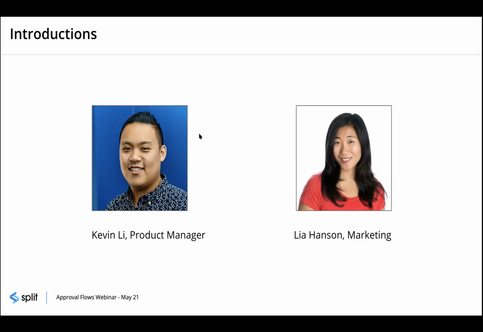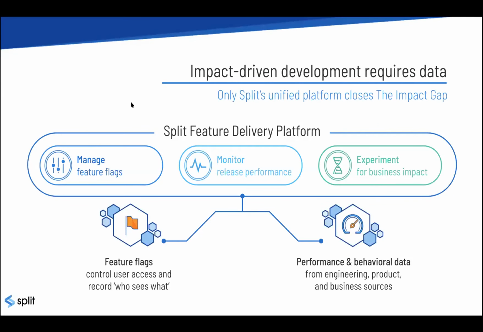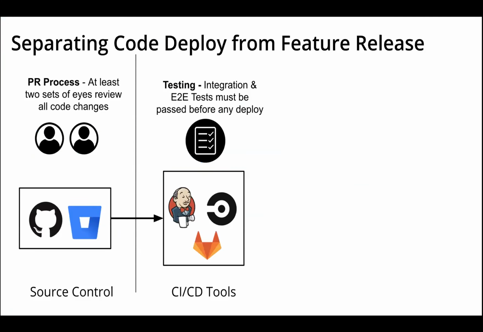And then I think most of you know Split, and that is why you're here. But for those who may not, we are a feature delivery platform. We help you manage with feature flags. You can monitor your releases and their performance. And then you can also do statistically significant experimentation as well with Split. So it's an action-packed delivery platform as well. And then to tell you all about approval flows, I'm going to hand it over to Kevin.